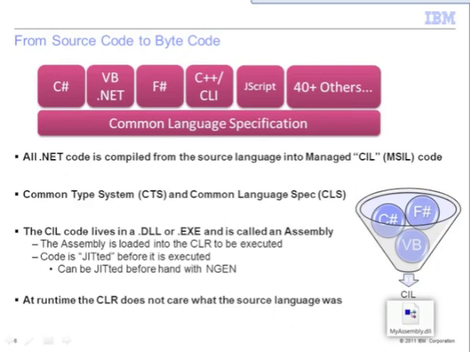So the CLI code is compiled into an executable or a DLL, which is then built into an assembly. And that assembly is loaded by the CLR to be executed. And that code is jittered, just-in-time compiled, from that bytecode into the assembler language just before it's executed by the CLR itself. But the important point here is that at runtime, the CLR does not care what the source language was. Essentially, you can mix and match different languages together into the same DLL or across DLLs.